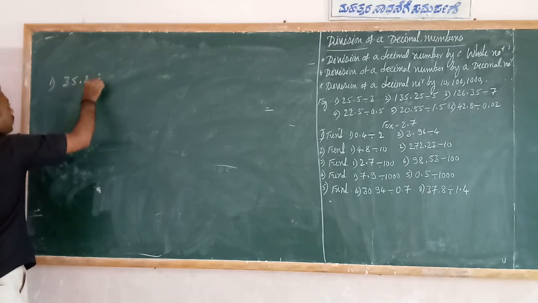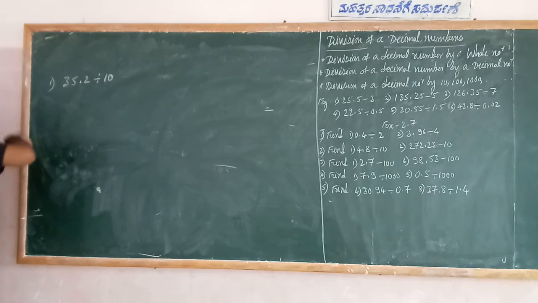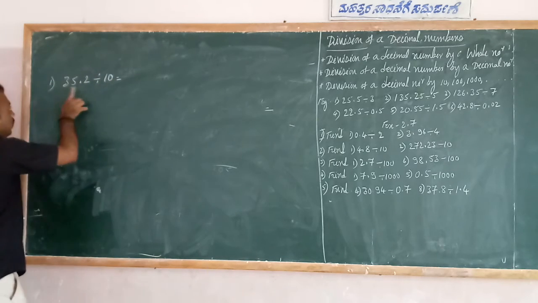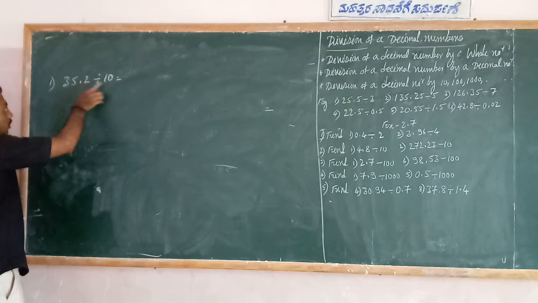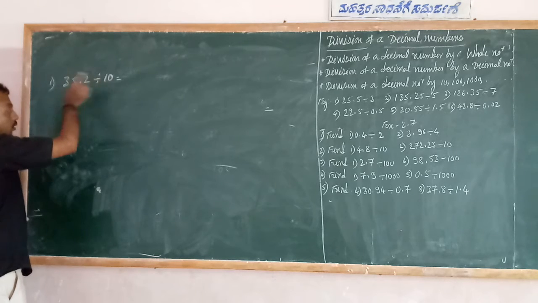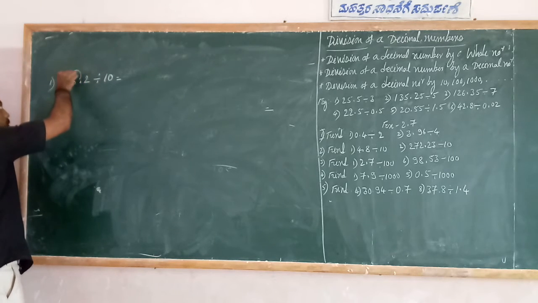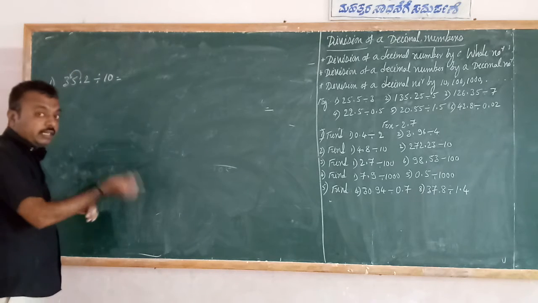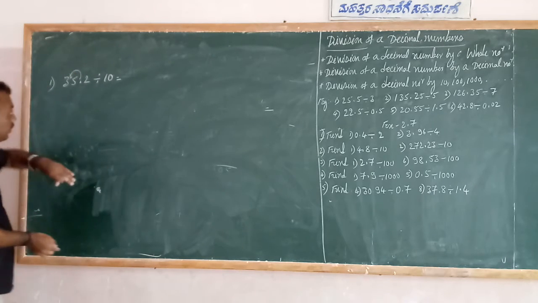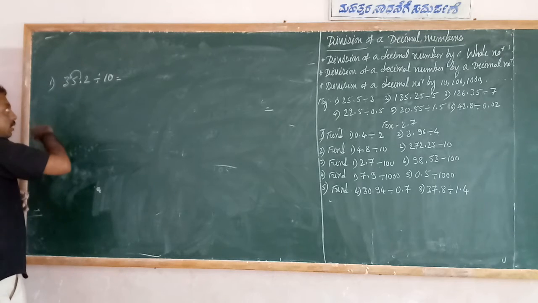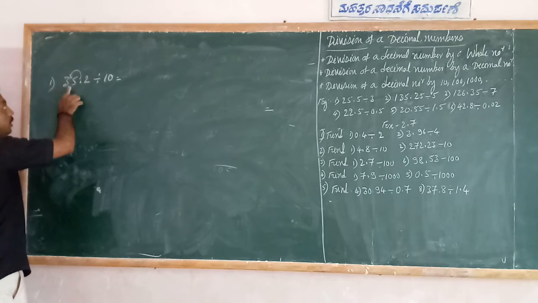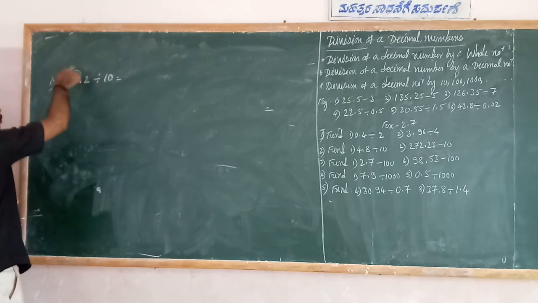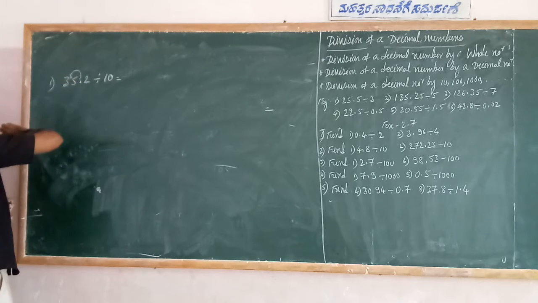35.2 divided by 10. Is it right? How many zeros are there? Only one zero. That's why the point is shifted to the left side. In a multiplication, the point is shifted to the right side. In a division, the point is shifted to the left side. So how many digits are shifting? Only one digit, because of how many zeros are there in a 10. Therefore only one zero. That's why the point is shifted one digit to the left side of the number.